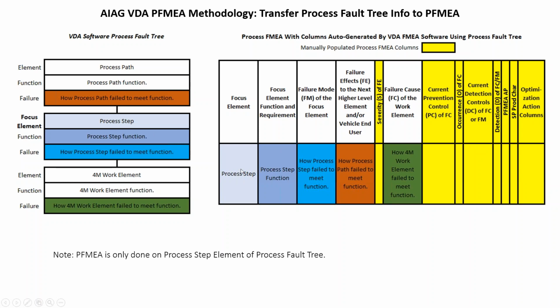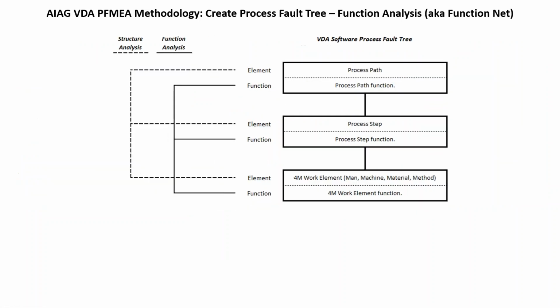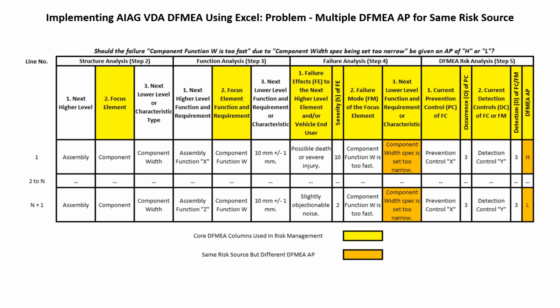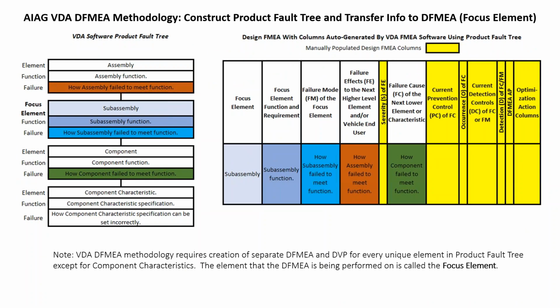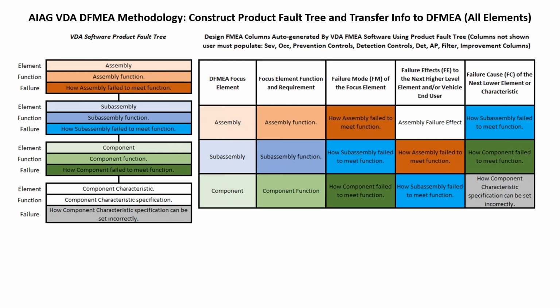So basically, we move the focus element here, the step function. What does that element have to do, and how can we fail to meet it? We go up to get the effect. We go down to get the cause. So if I took you way, way back, you're going to see it's the same thing, except now we talk about process steps versus assemblies, subassemblies, and components.